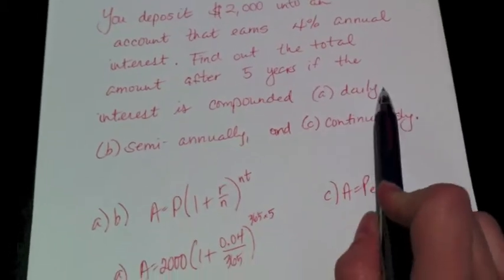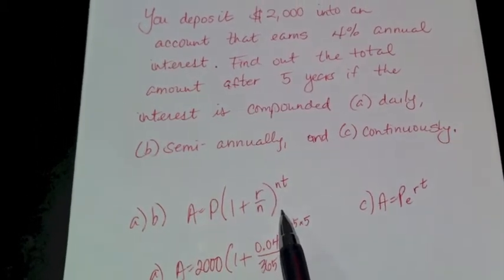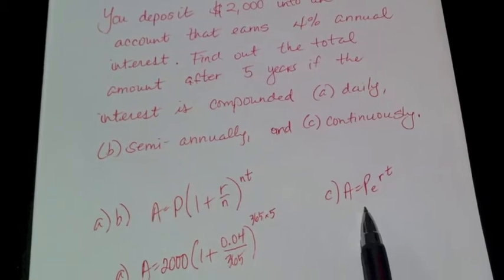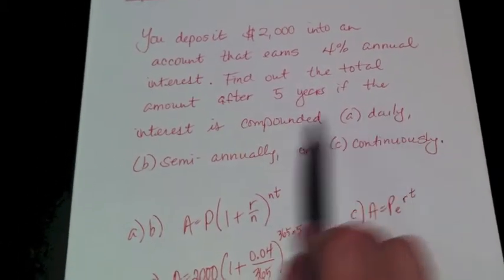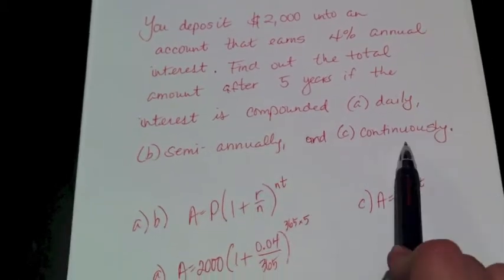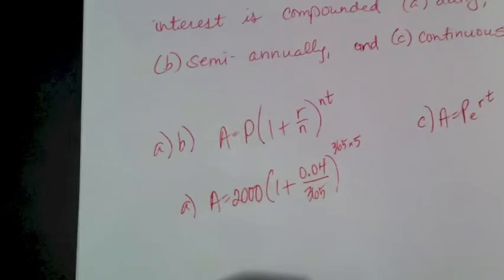So what we do is for A and B, we're going to use this formula where there's sort of a set interval. And then for C, we're going to use this one. So just note if it says compounded, you have to kind of note what sort of compounding they're talking about. So I've plugged in some numbers here.